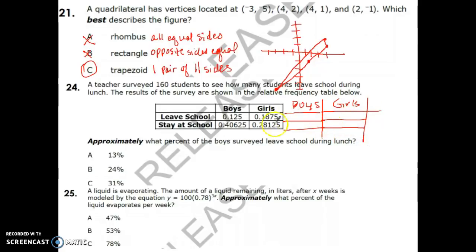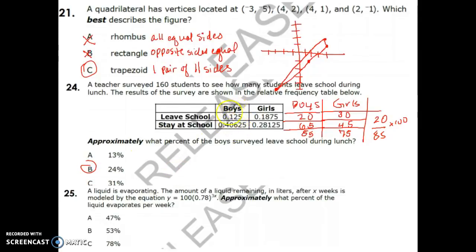So if you do that, you'll notice that there's 20 boys, 65 boys that stay in school, then there's 30, and then there's 45. So you can look at this like this. Out of the 20 boys that leave school, out of the actual total of 85. So this is 85, this is 75. And you can add them together and get 160, make sure that works out. And then multiply that by 100, and we'll get around 24%.